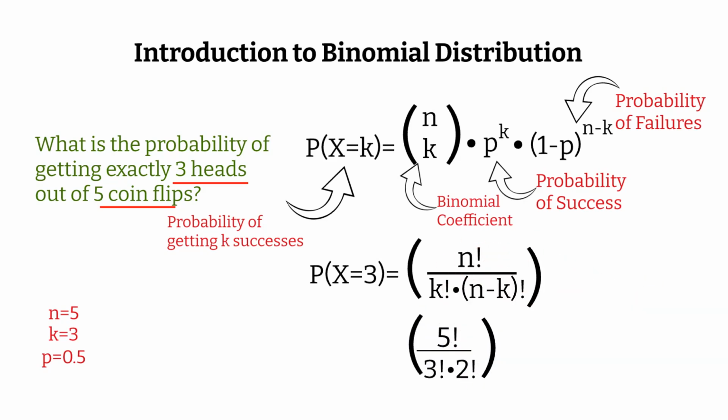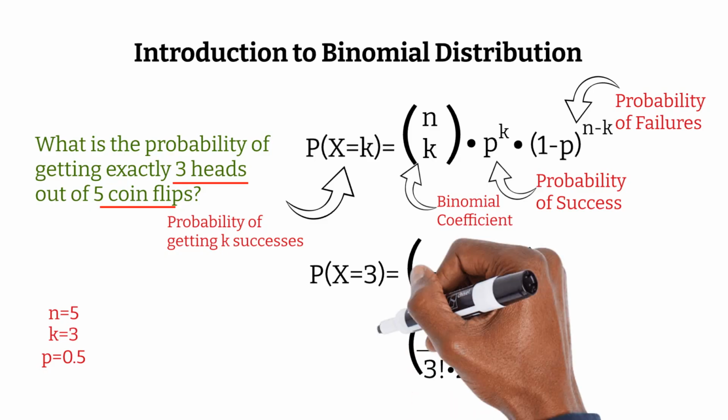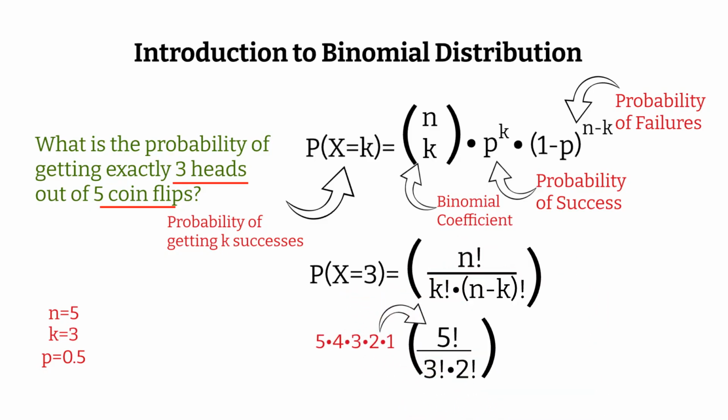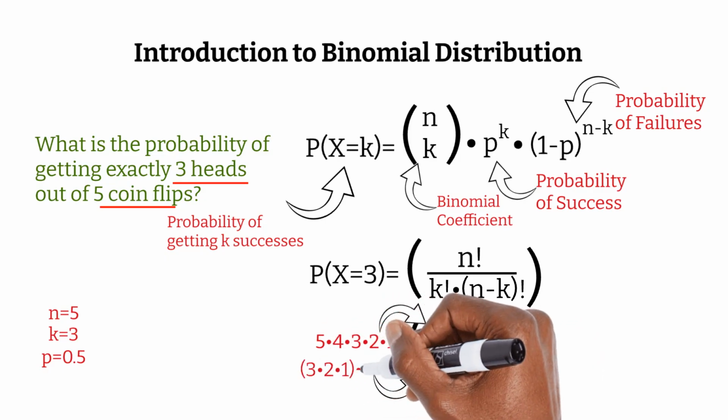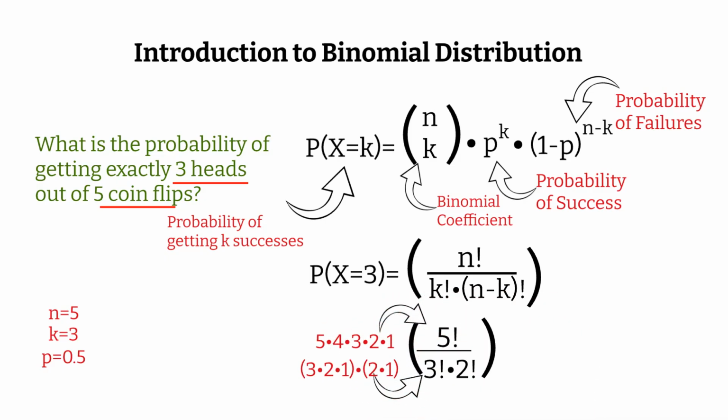N factorial means we multiply all the whole numbers from n down to 1. So this is 5 times 4 times 3 times 2 times 1 over 3 times 2 times 1 multiplied by 2 times 1. This gives us 120 over 12. The binomial coefficient is equal to 10. This tells us that there are 10 ways that we can get exactly 3 heads.